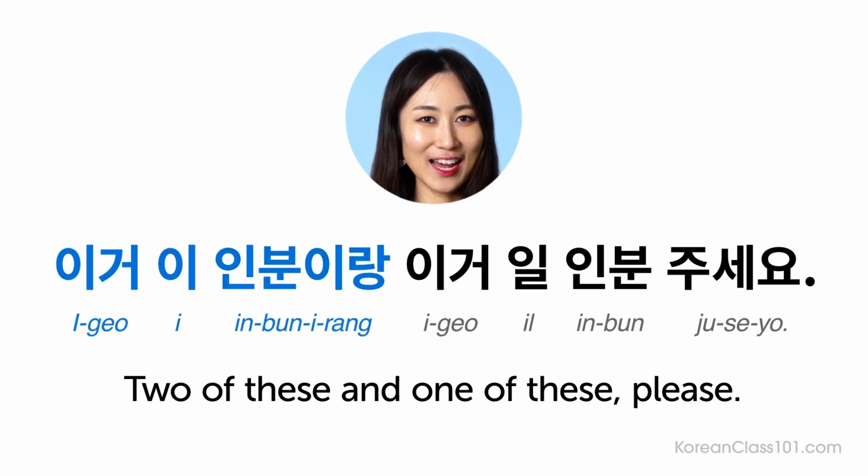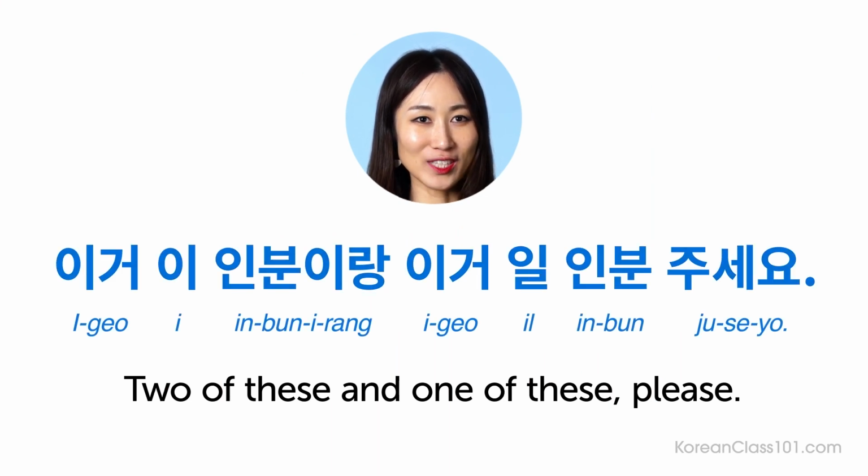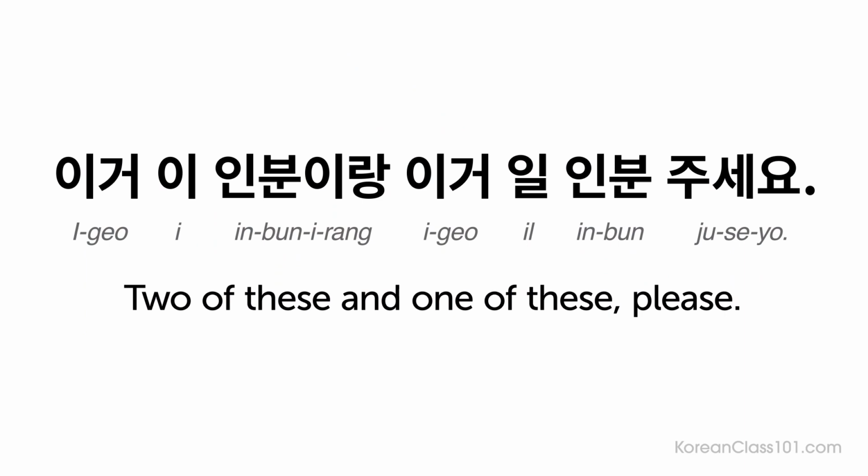이거 2인분이랑 이거 1인분 주세요. 2 of these and 1 of these, please. When pointing out multiple items, you can join them with the conjunction, 이랑, meaning and.